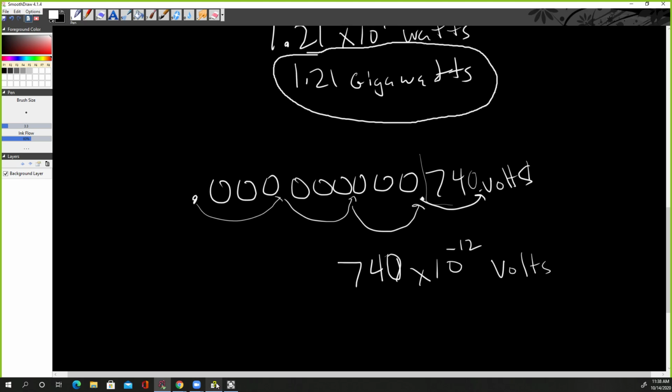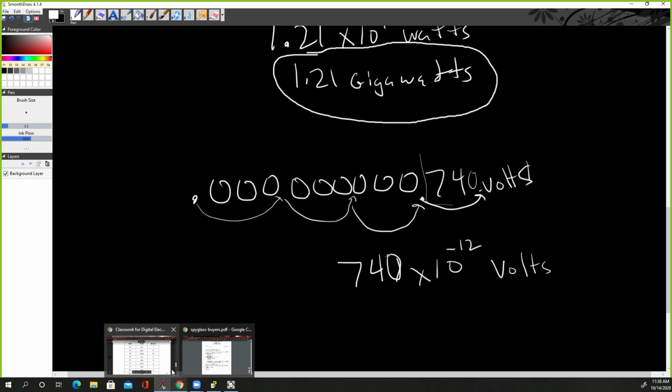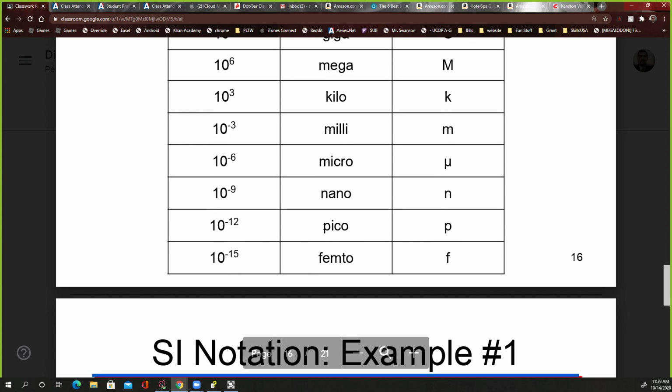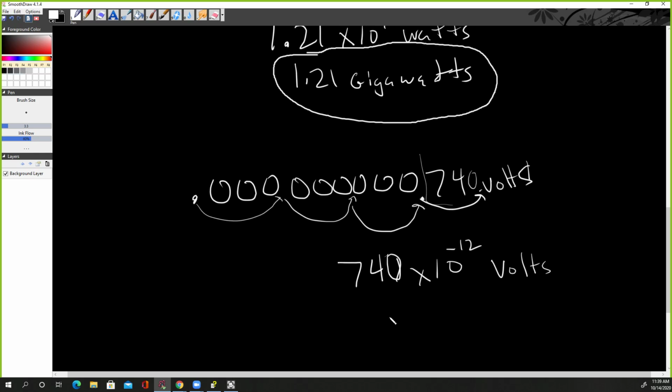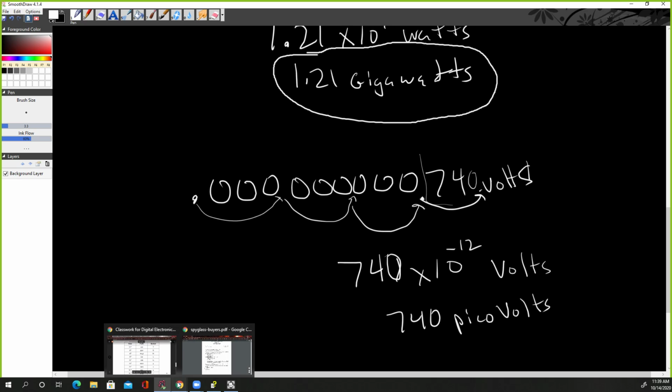Now, if you want to do it exactly with the name, we can do that right here. What is 10 to the negative 12th? That's a really tiny number. That's a pico. That's even smaller than nanos, right? So millis are small, micros are even smaller, nanos are smaller than that, and then picos are even smaller. You could go smaller to femtos, but we probably won't go that small in this class. So technically, that's 740 picovolts. All right, that's a real tiny amount of voltage there. I hope that explains the difference between scientific and engineering notation.